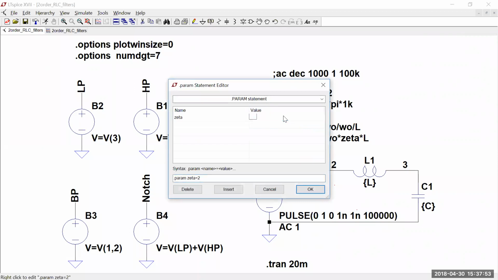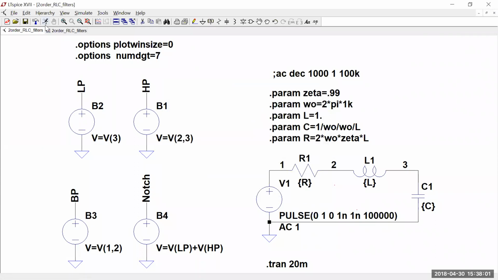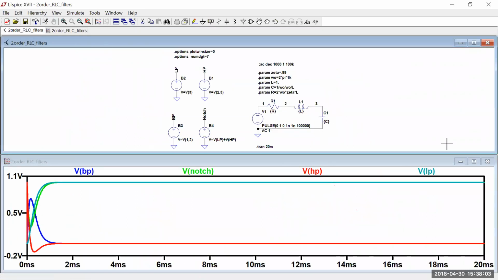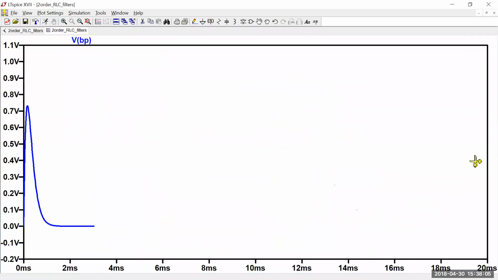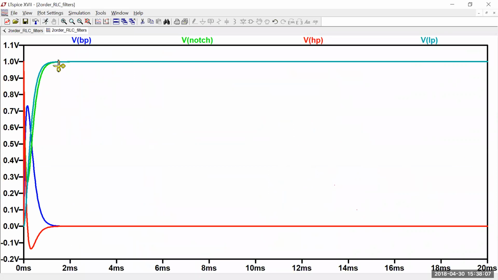And yeah, well, what about 0.99? Oh, that's underdamped, definitely. And yeah, mathematically it is. But look at the low pass. You can hardly see any overshoots, right?